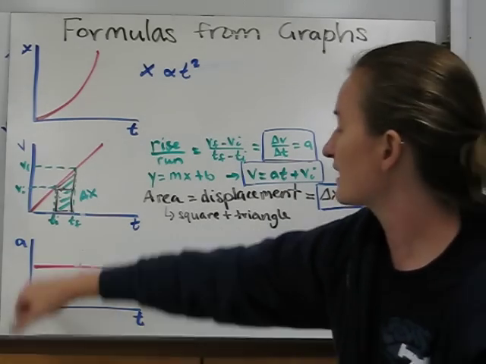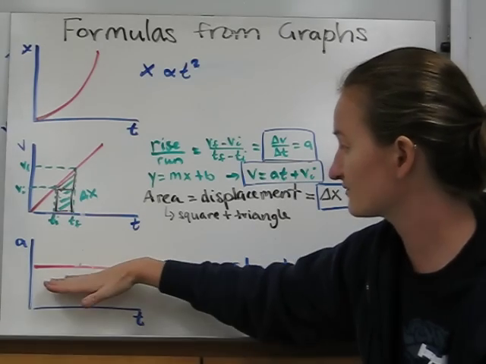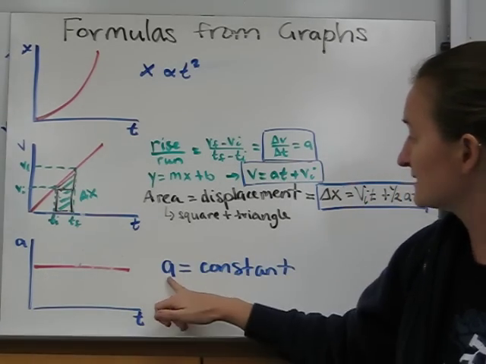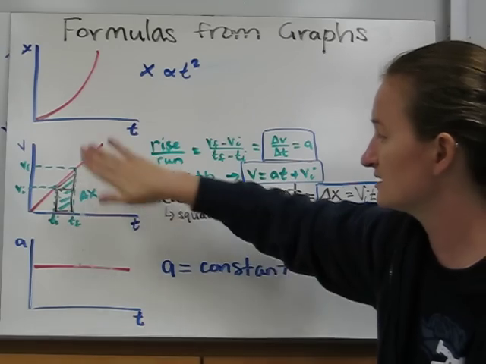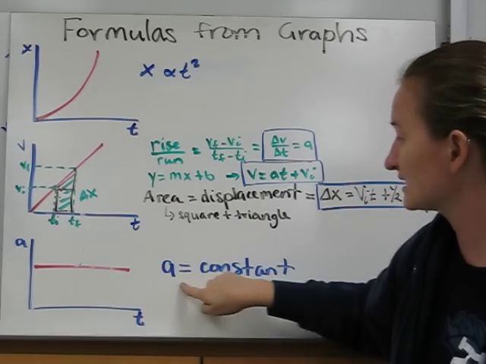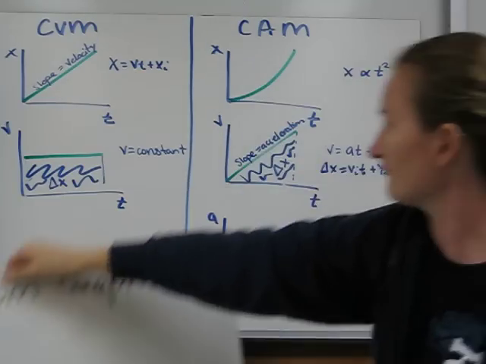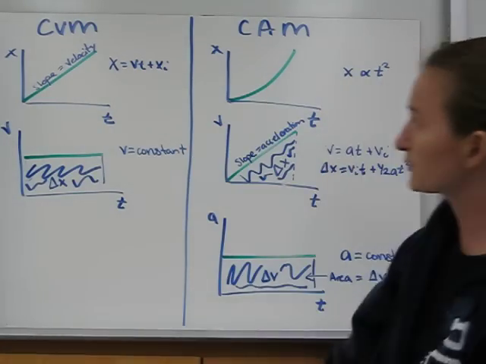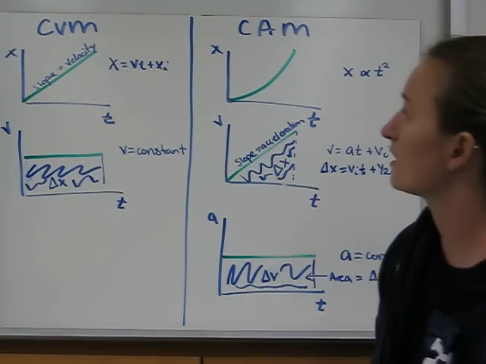Then we can look at our a versus t graph, and you can see now that our a versus t graph is of course a flat line, which means that a is equal to a constant. The slope here is constant, so we know that this has to be a flat line so that a is equal to a constant number. So let's compare. What we had previously was the constant velocity model. Now we have the constant acceleration model.